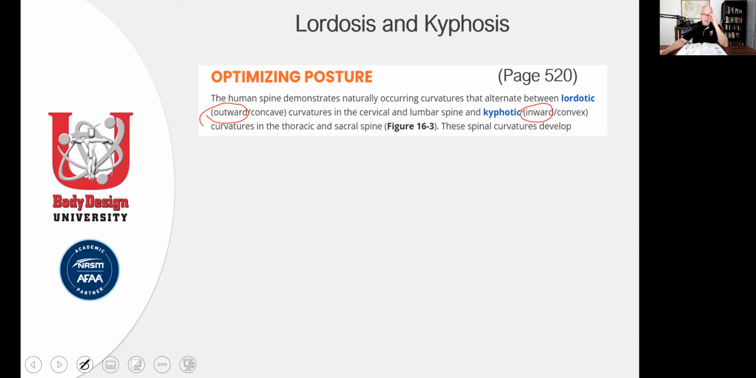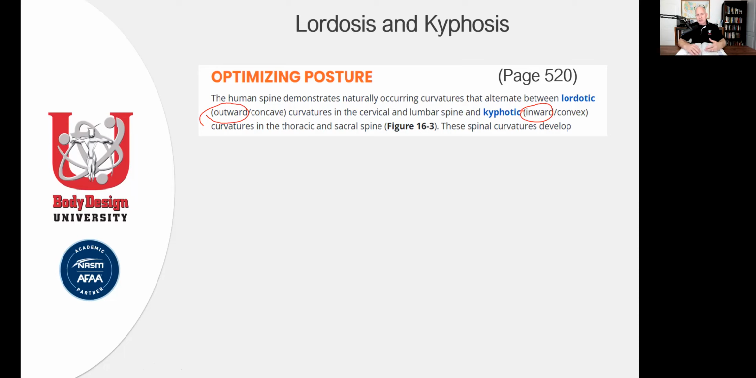Just so you understand, the lordotic curve is concave. That's not the issue. The issue is that concavity means an inward curve. Concavity, I'm going to show you that in a second. Concavity is inward curves, convexity is outward curves.